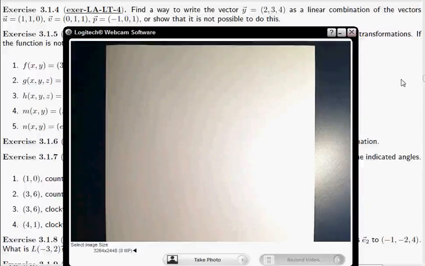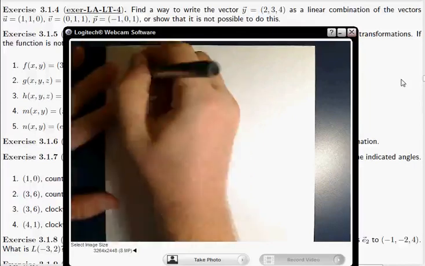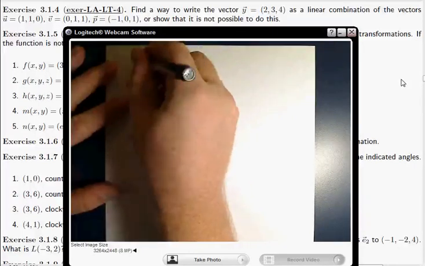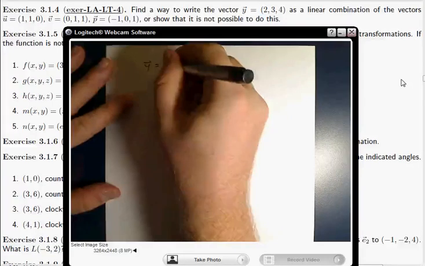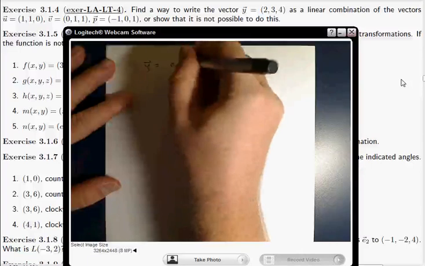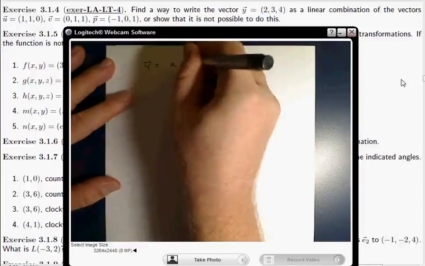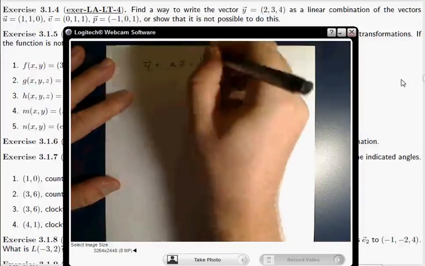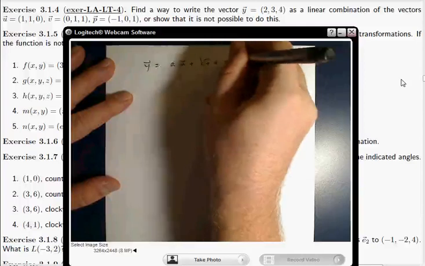Okay, so LT4. We want to try to write (2, 3, 4) as a linear combination of these other three vectors. So I would like to write y equals, what do I call these numbers? A, B, and C, I guess. So AU plus BV plus CP.